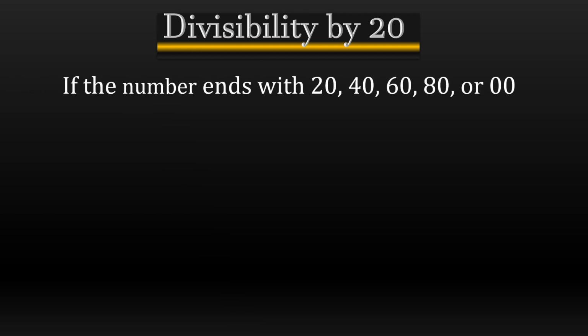Divisibility by 20. If the number ends with 20, 40, 60, 80 or 00, we can say that the number is divisible by 20. For example, consider 2020. Since the last two digits are 20, we can say that this number is divisible by 20. 2020 divided by 20, we will get 101. The same method will be applied for those numbers ending with 40, 60, 80 or 00. All those numbers will be divisible by 20.